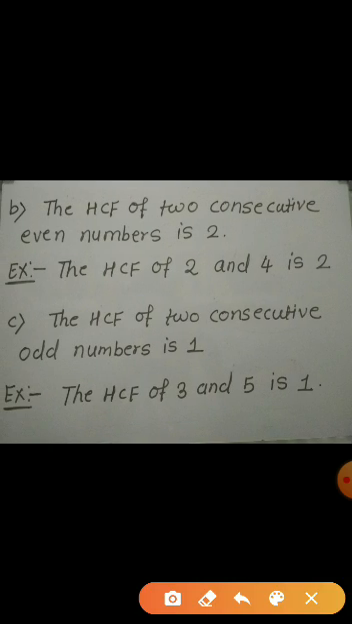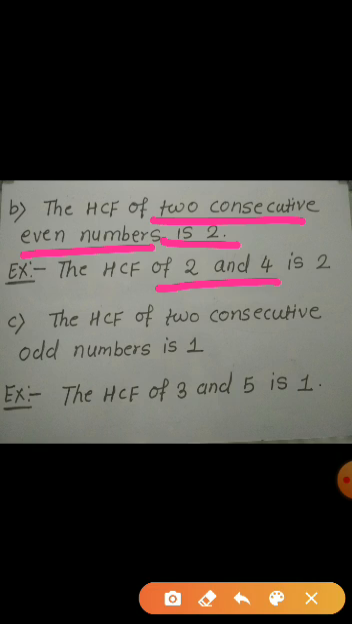In the second case, you have to find the HCF of two consecutive even numbers. Now, which are the consecutive even numbers? 2, 4, 6, 8, 10 and so on. These are the consecutive even numbers. And the HCF of two consecutive even numbers is always 2. For example, the HCF of 2 and 4 is 2.